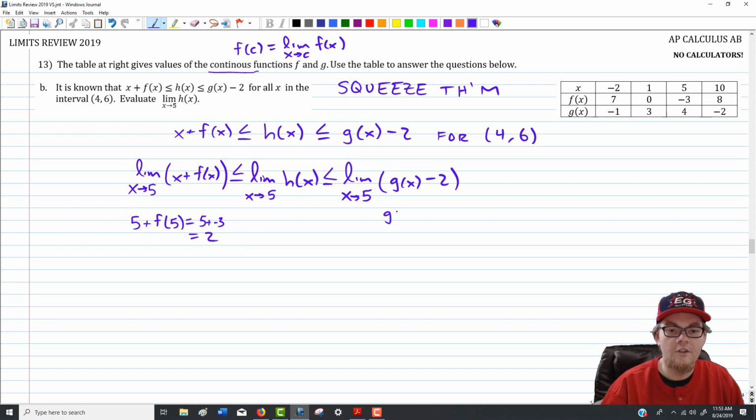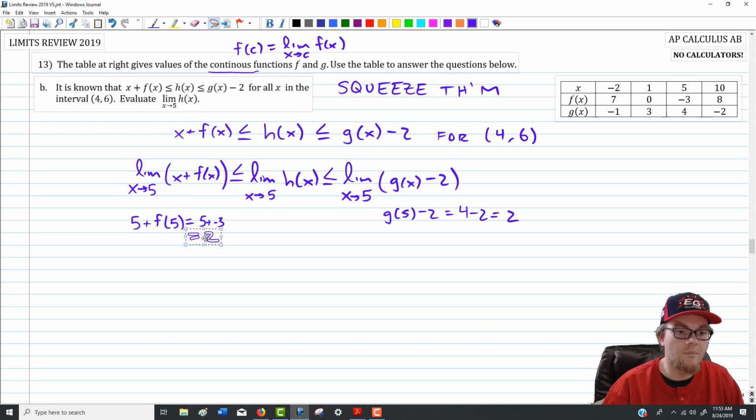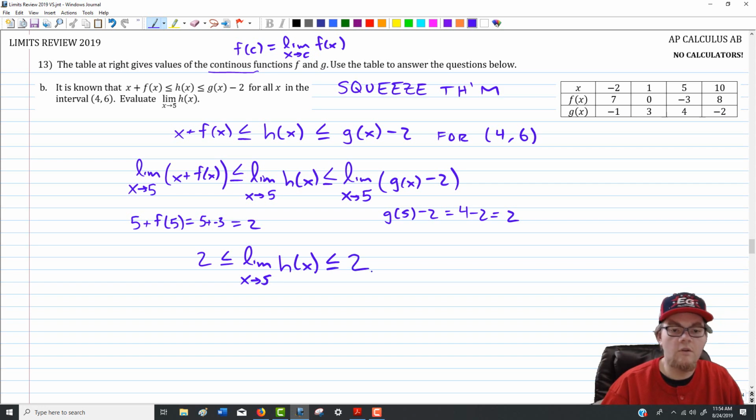On the other side, using the same rationale, g is continuous, so g of 5 equals the limit as x approaches 5. We'll get g of 5 minus 2. That's going to be equal to 4 minus 2, which is 2. So, very interesting. What we've just shown is that 2 is less than or equal to the limit as x approaches 5 of h of x, and that limit is then also correspondingly less than or equal to 2.